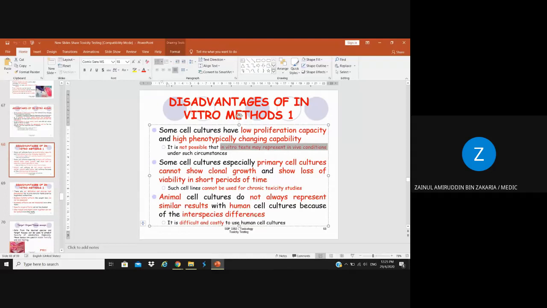For example, even in vivo, in a living organism, human and animal, human and cat, for example, the cat cannot metabolize paracetamol. Another simple example: if you detect your cat has fever, you cannot give paracetamol. Okay, it will immediately kill your animal. Because the liver of the cat does not have the mechanism to metabolize the paracetamol, to excrete the paracetamol out of the body.